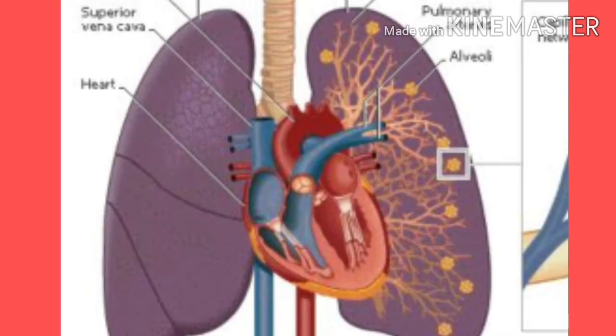Now you can observe both lungs. Are both lungs similar in size? No. The left lung is slightly smaller because the heart is present on the left side of the chest region. The right lung contains 3 lobes. The left lung contains 2 lobes. So the left lung is slightly smaller compared to the right lung.